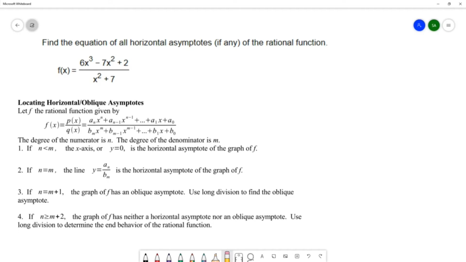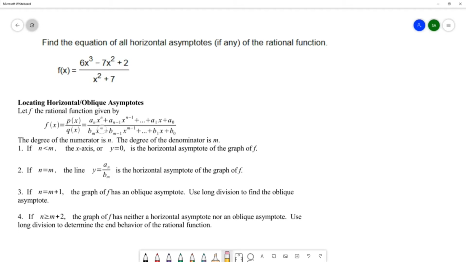And when we're finding horizontal asymptotes, what we know is that we have a rational function, and a rational function has a polynomial in the numerator and in the denominator. And polynomial functions have degrees. The degree is the highest power on the x. And so we take the highest power from the numerator, which is the degree of the numerator. We call that n. Degree of the numerator is n.